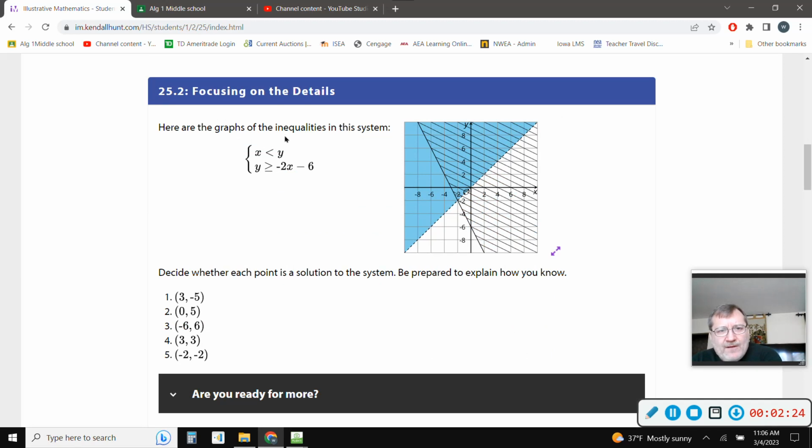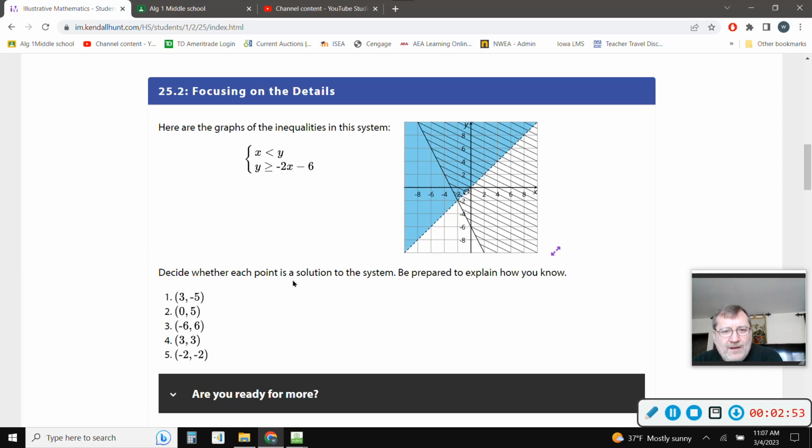Here are the graphs of the inequalities of the system. They give you x less than y, or you could think of it as y greater than x. That's this little hashed mark right here, and it's everything in the blue. And then you have y greater than or equal to negative 2x minus 6. That is the solid line that goes right down here, and everything to the right. It says decide whether each point is a solution to the system. Be prepared to explain your answers.